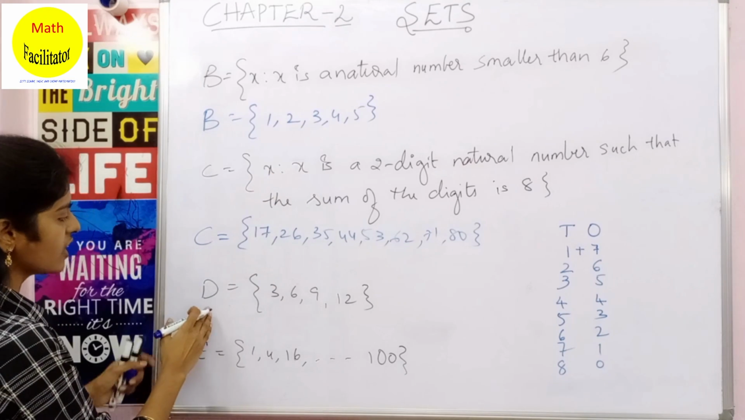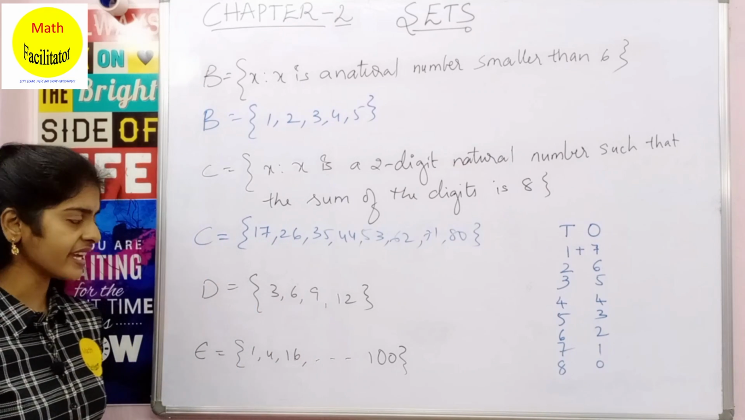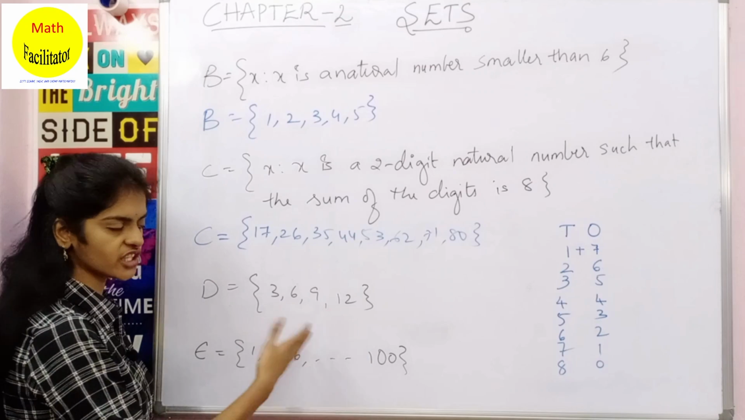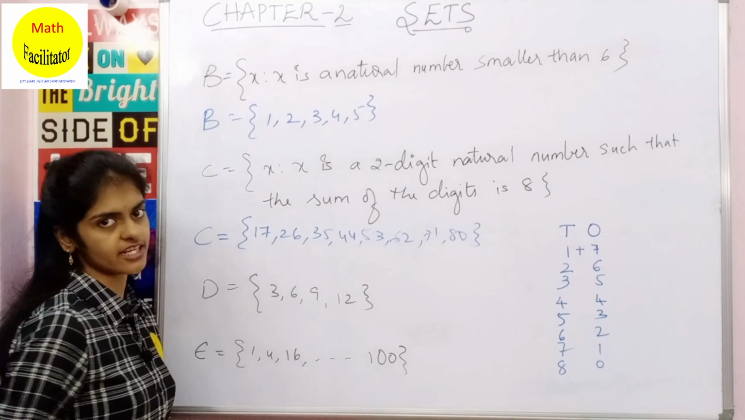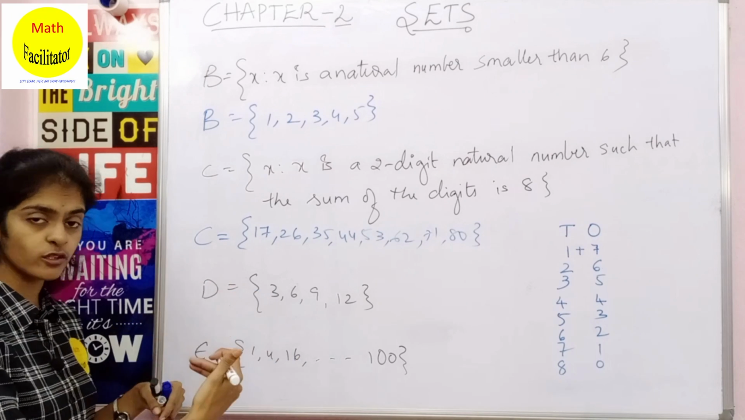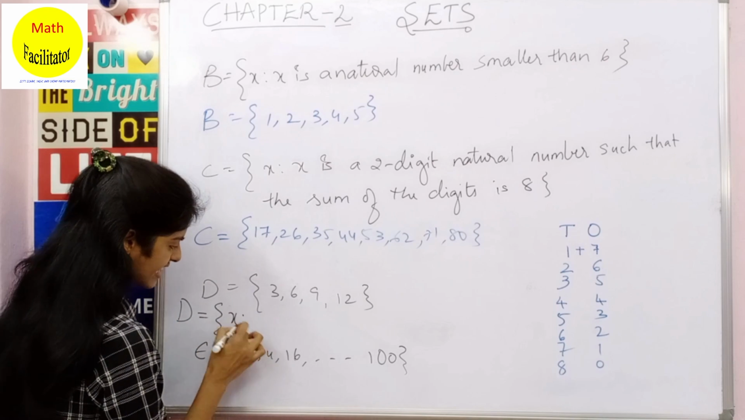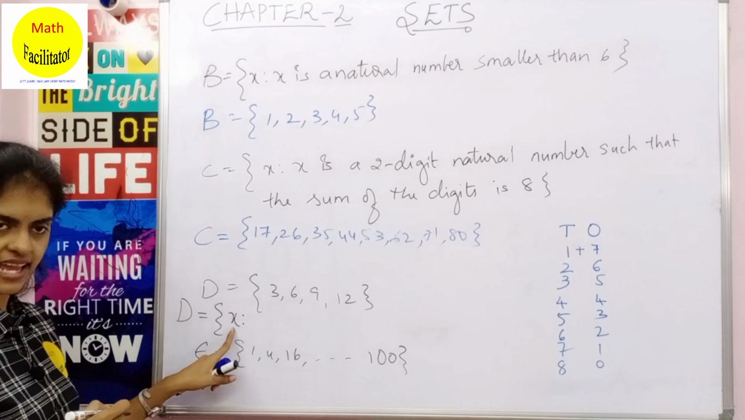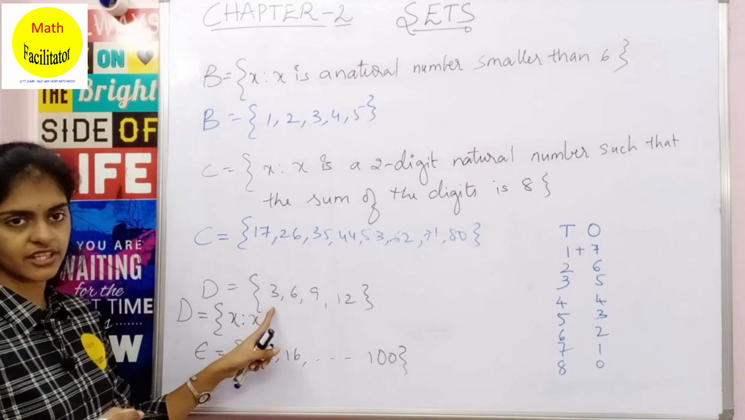Now you have the next example, D is equal to 3, 6, 9, 12. Here you can see there is no condition, there are only elements listed. So which form is this? It is roster form. If the elements are listed, it is roster form. Now we have to write it in set builder form. So D is a set of elements containing X such that X is an element of this set; this part is the same for all the sets.